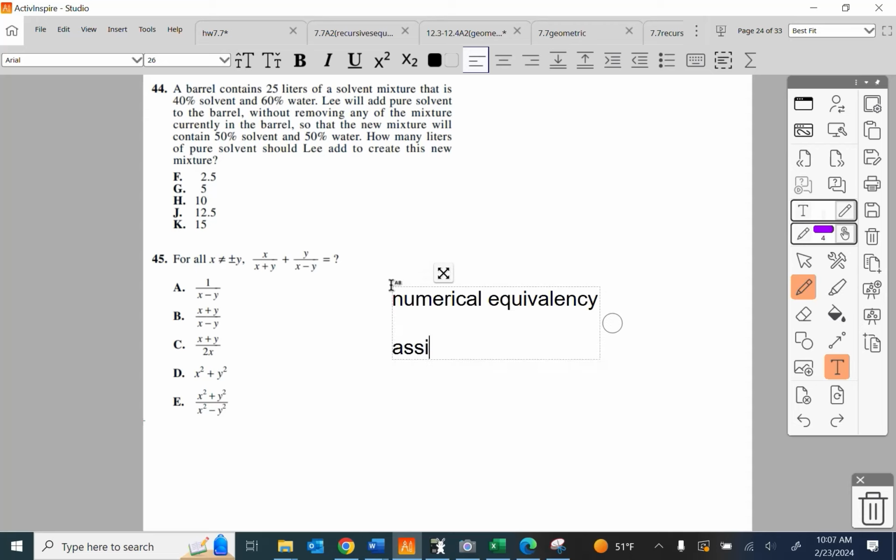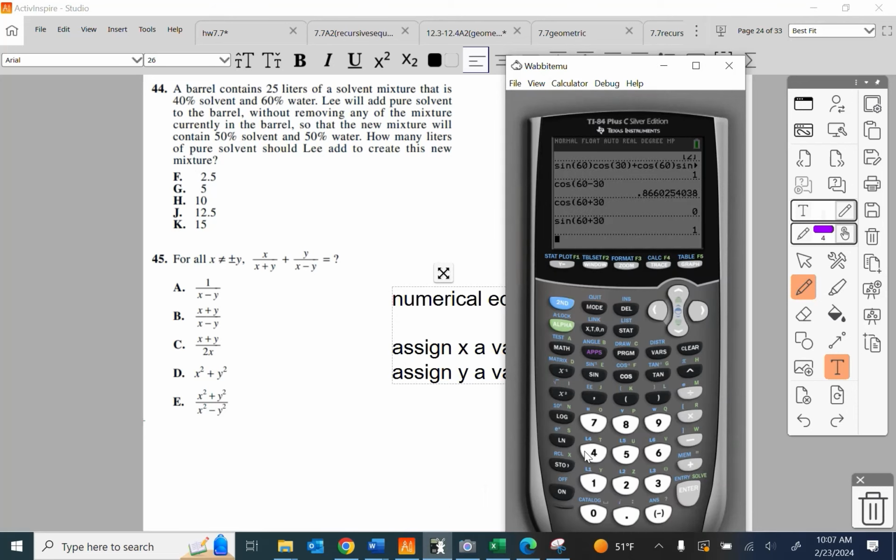I'm going to assign x a value, and I'm just going to make something up like 10. And I'm going to assign y a value, and I'll make up something like 15. All it says is they can't be the same. It says X cannot be plus or negative Y, so they're different. And I'm going to use a storage feature there. I said X was going to be 10, 10 stored to X. And for Y, I can hit alpha, looks like 8 to me.